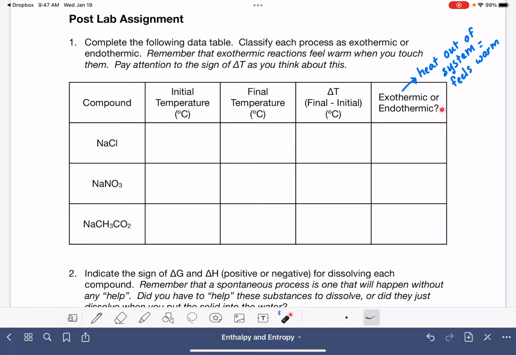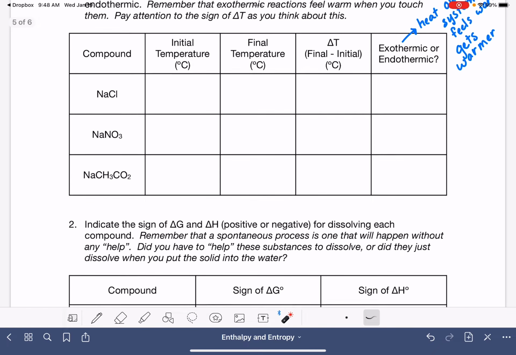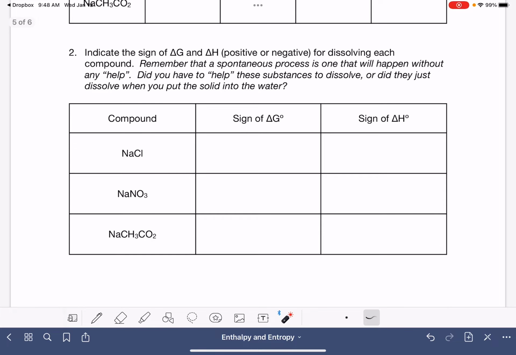And then endothermic is the opposite. Endothermic is where heat is coming into the system, and so that means that it is one that would feel cold if we touched it. So you can compare your temperatures, or you could look at your delta T and decide if you were touching this, would it feel like it was getting warmer or would it feel like it is getting colder? So I'm going to add to this that an exothermic is a reaction that gets warmer. So looking at your initial versus final, if the solution is getting warmer, then that means that it is exothermic, that heat is leaving. Once you get that figured out, you're going to go down to your second data table.